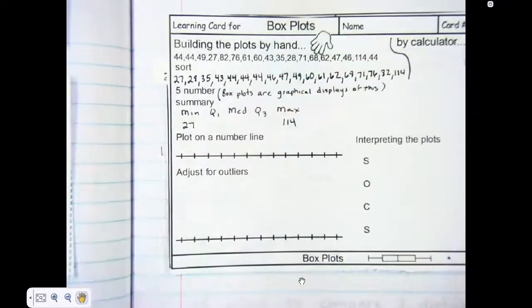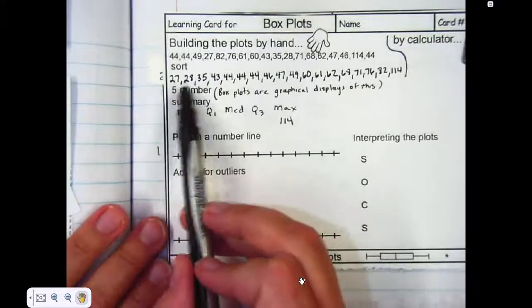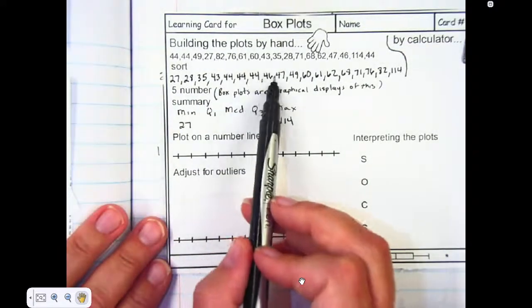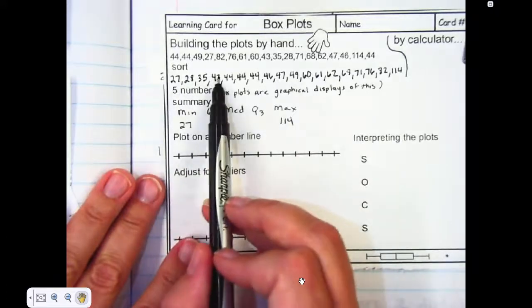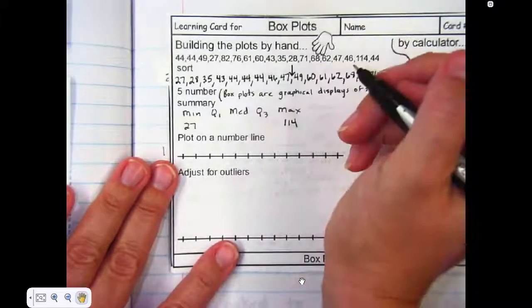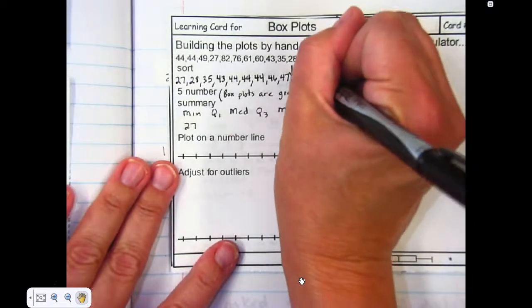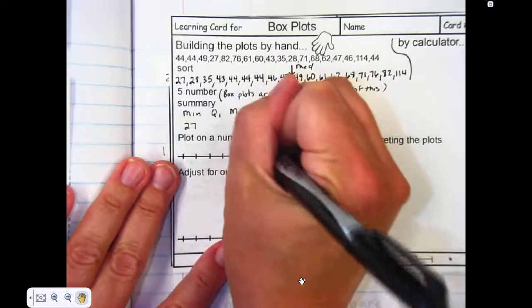Those aren't too bad. Next thing I need to find is the median, because you have to have your median first before you can find your quartiles. There are 18 numbers in the data set. That means my median is going to be somewhere between my 9th and my 10th number, because it's right smack dab in the middle. So if I count 1, 2, 3, 4, 5, 6, 7, 8, 9. Right between these two is going to be my median. I could add them up: 47 plus 49 divided by 2 is 48. So my median is going to be 48.